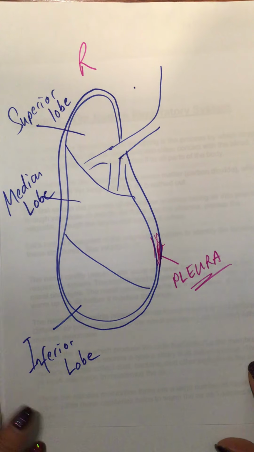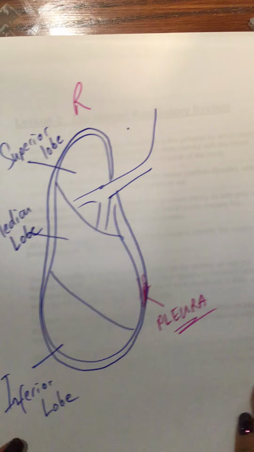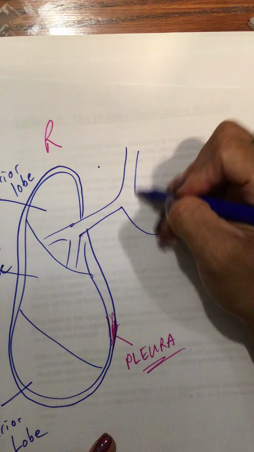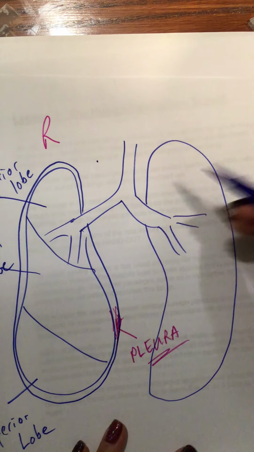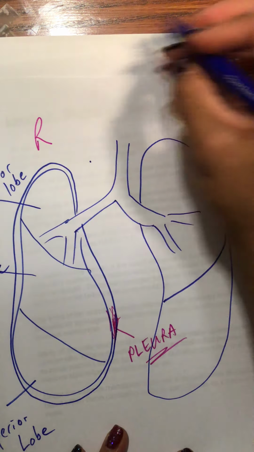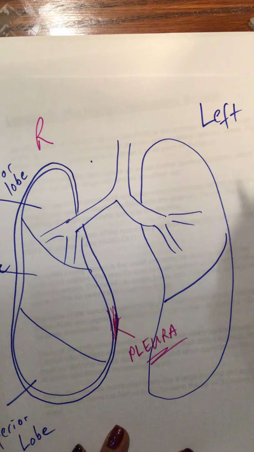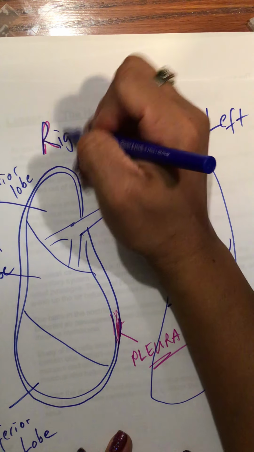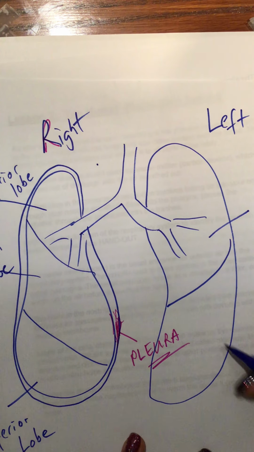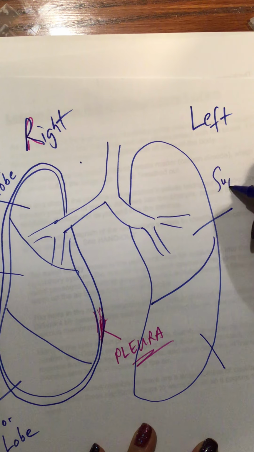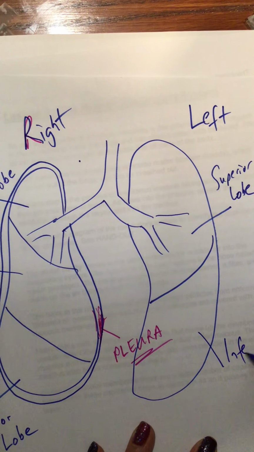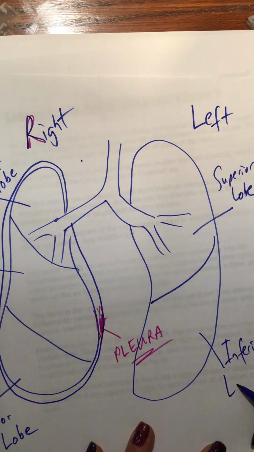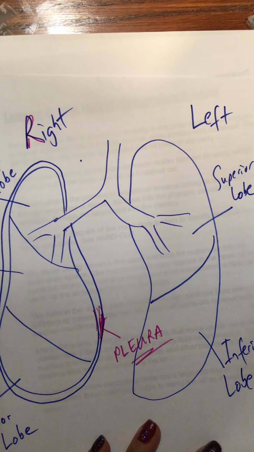So as you can see here, the right lung has 3 lobes, and the left lung only has 2 lobes. So it's just the upper and the lower. So superior lobe and the inferior lobe. It doesn't have a median lobe. Okay, again, because the heart is taking up space.